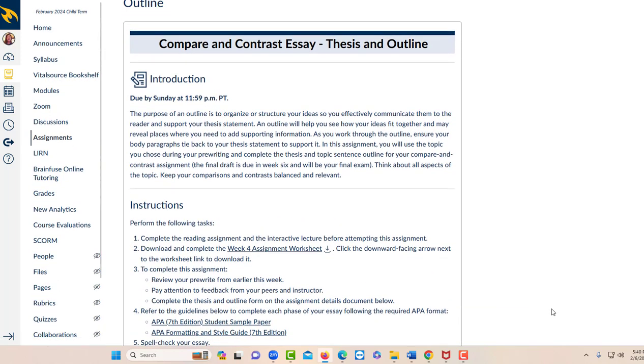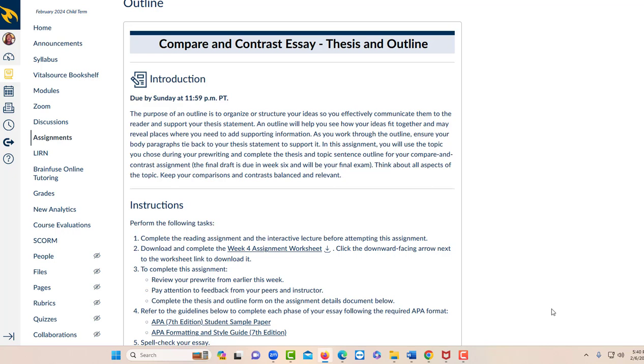Compare and contrast thesis and outline. The purpose of an outline is to organize or structure your ideas so you effectively communicate them to the reader and support your thesis statement. An outline will help you see how your ideas fit together and may reveal places where you need to add supporting information. As you work through the outline, ensure your body paragraphs tie back to your thesis statement to support it.